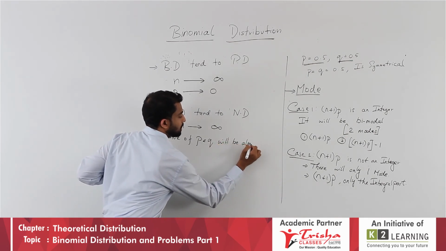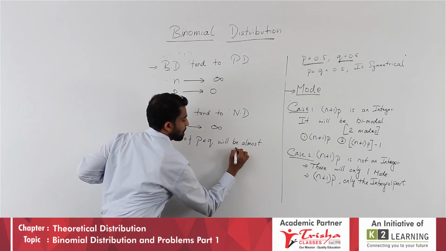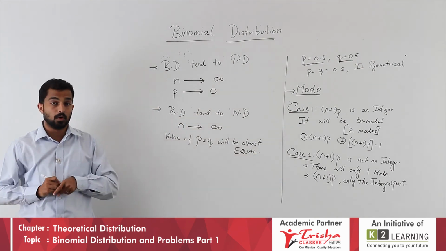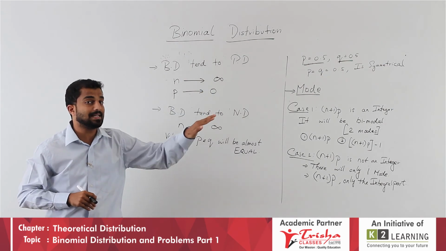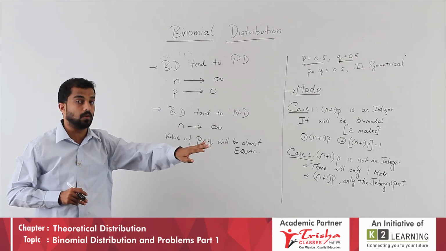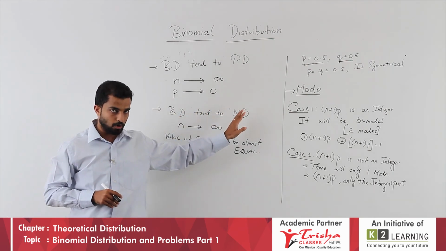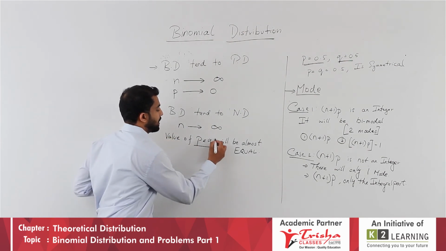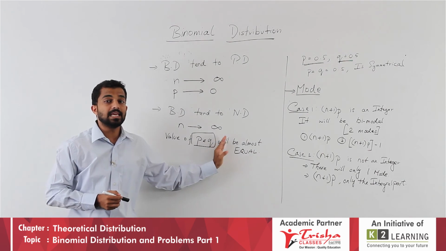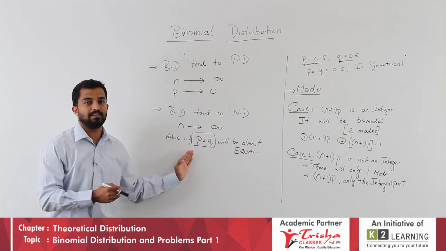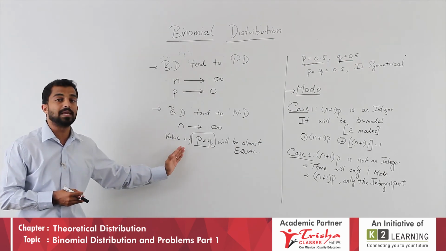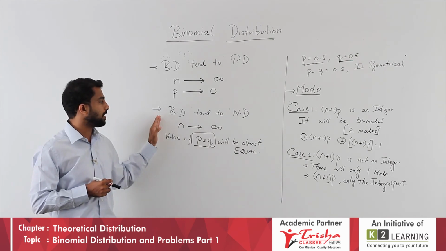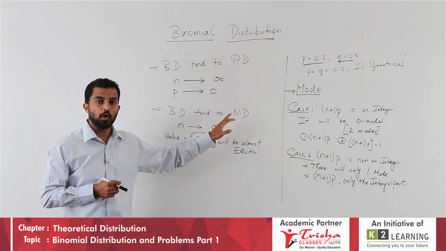Almost equal. This is very, very important to know. Here the value of p was getting less and less. That means the success ratio was coming down. But when binomial is tending to normal, n will be tending towards infinity, but the values of p and q will be almost equal to each other. Say when p is 0.5, even q will be 0.5. Maybe when p is 0.51, q will be 0.49. If this is the condition, then binomial distribution will tend to normal distribution.